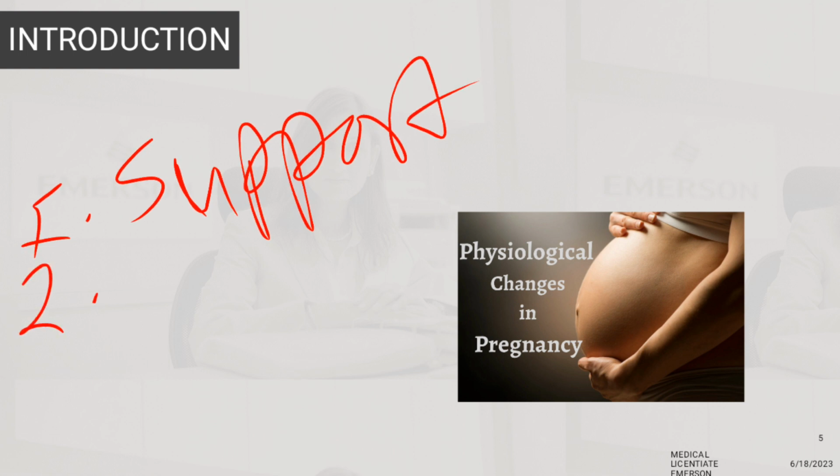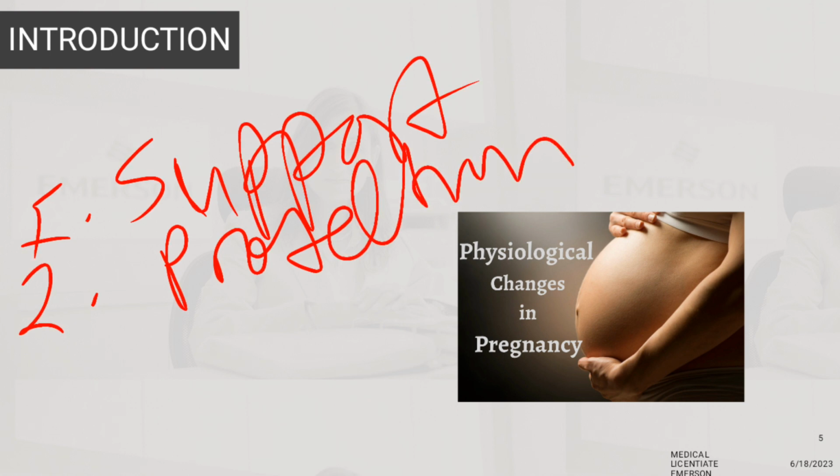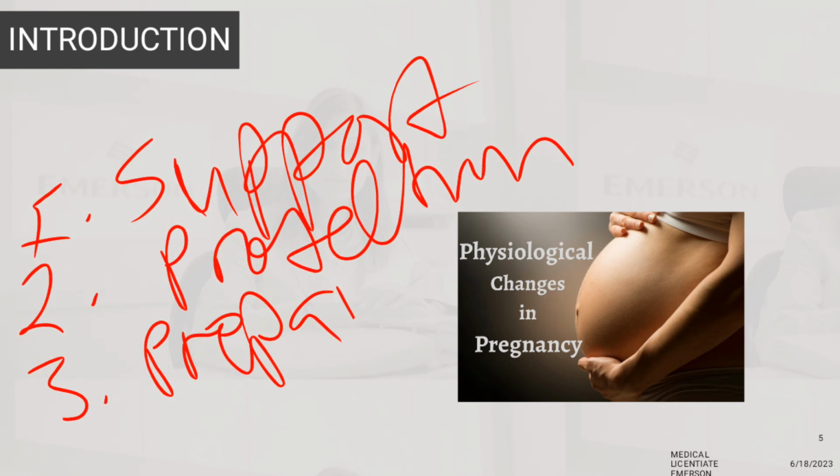Then the next one is protection of the fetus from starvation, toxins, and drugs. Then the third one is preparation of the uterus for labor. And then lastly, we can talk about the protection of the mother from cardiovascular injury at delivery. Of course, organs are involved, but you have to know that there is protection of the mother from cardiovascular injury. That's the most common thing.